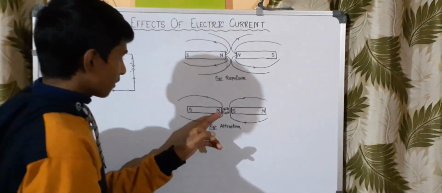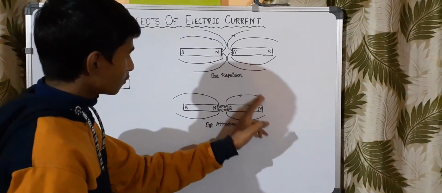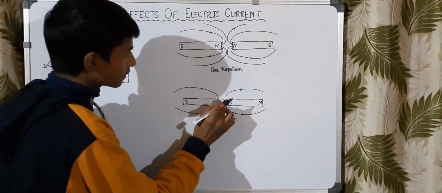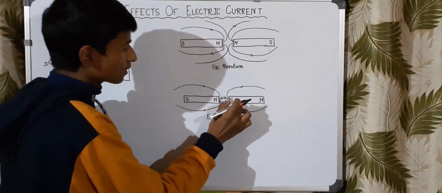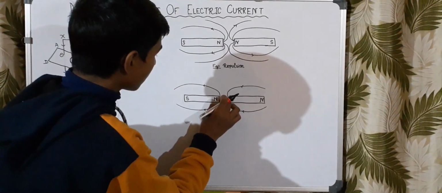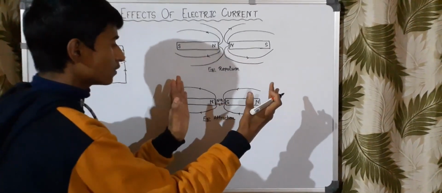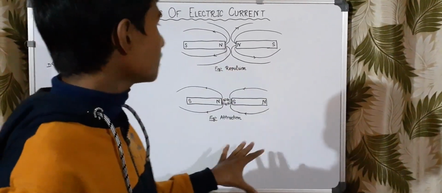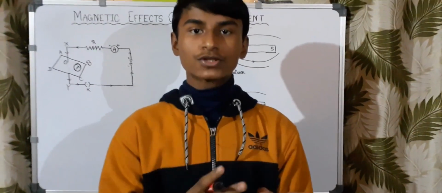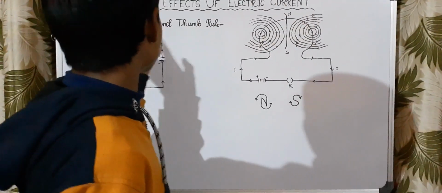But here the direction is from north to south in this magnet, and here also it is from north to south, but here the magnetic field lines have found a short distance, that is from this north pole of the magnet to this part, that is the south pole of the other magnet. Therefore the magnetic field lines would move to this side, from this north to this south, and they would attract each other. So that is the main logic behind why two poles of a magnet attract and repel each other. The next topic is Maxwell's right-hand thumb rule.